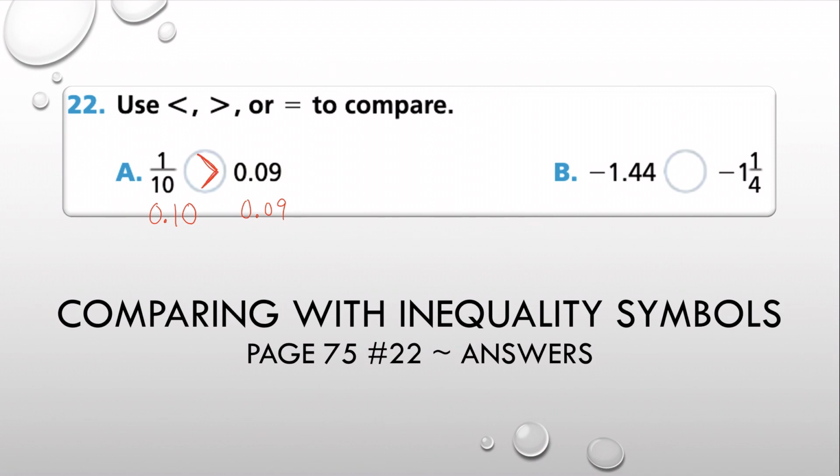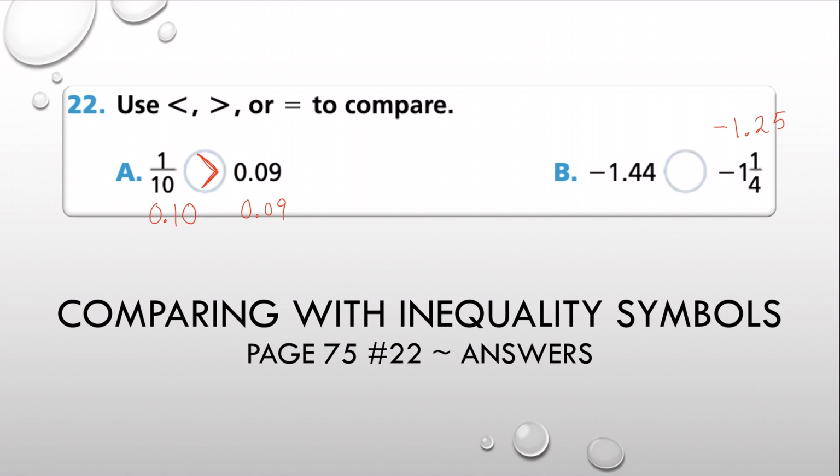Now for letter B, -1 and 44/100 compared to -1 and 1/4. Again, it's kind of hard to compare when they're written in different forms, so let's write them both as decimals. We learned that -1 and 1/4 is the same as -1 and 25/100 because we just learned on the previous slide that 1/4 is the same as 0.25. So -1 and 1/4 would be -1 and 25/100. So now we're comparing -1 and 25/100 to -1 and 44/100.